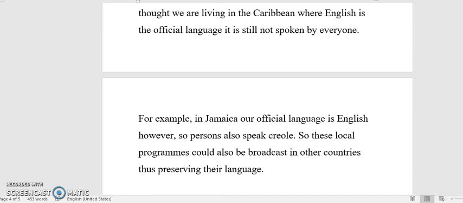So these local programs could also be broadcast in other countries, thus preserving their language. So persons living in another Caribbean country may not understand or know about Creole. So when they watch this on their television, they'll also get a chance to learn the language and they would have learned something new. All right.